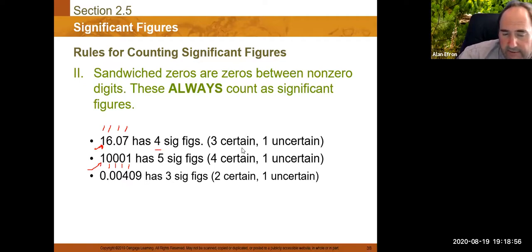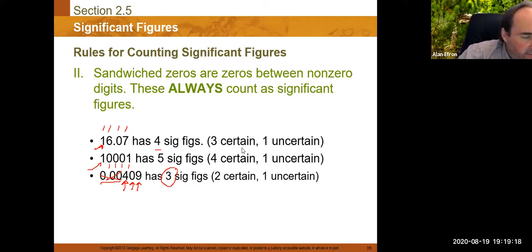Again, all these zeros are leading zeros, not going to be significant. We start counting right here at the 4. The 0 is trapped between two non-zeros, and that will be significant and significant, which would give us our 3 significant figures. Any question on that one?